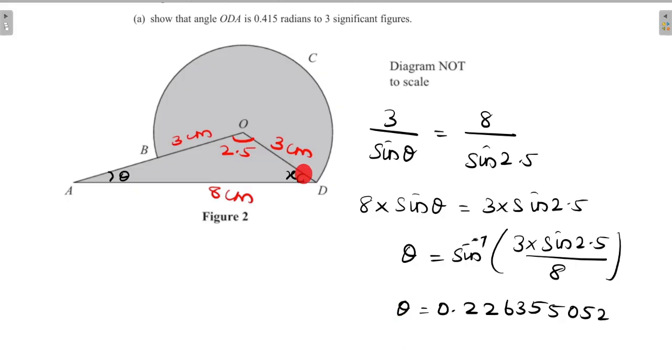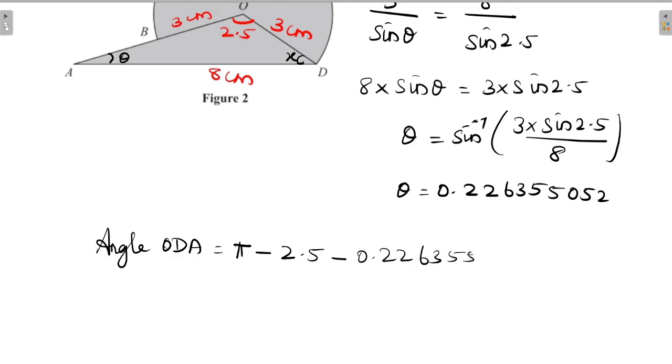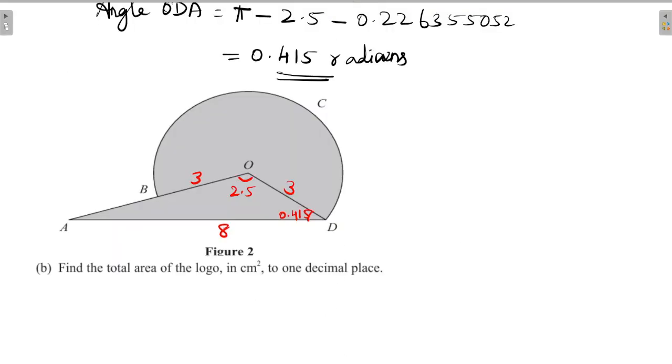We need to find the value of angle ODA. So let's find angle ODA. The sum of the three angles of a triangle is 180 degrees. The radian value of 180 is pi. So pi minus 2.5 minus 0.2263555052 is equal to 0.415 to 3 significant figures, in radians. So hence we proved it.